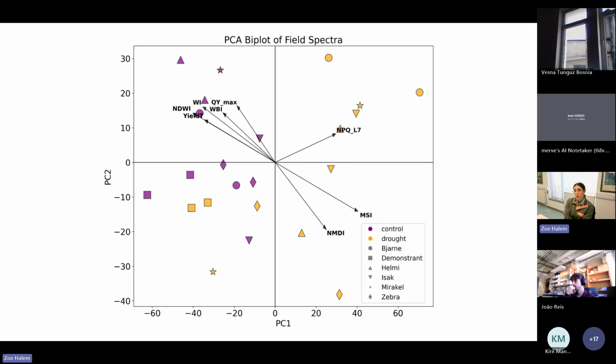Then to visualize all of that on a PCA biplot, we have the water-related indices, NDWI, WI, and WBI, pointing in the same direction as yield and quantum yield. And those are generally plotting with the control group. And then in the complete opposite direction, we have the drought-related indices. And NPQ is not really plotting with or corresponding to anything at all. Again, what we saw with the correlation heat maps.